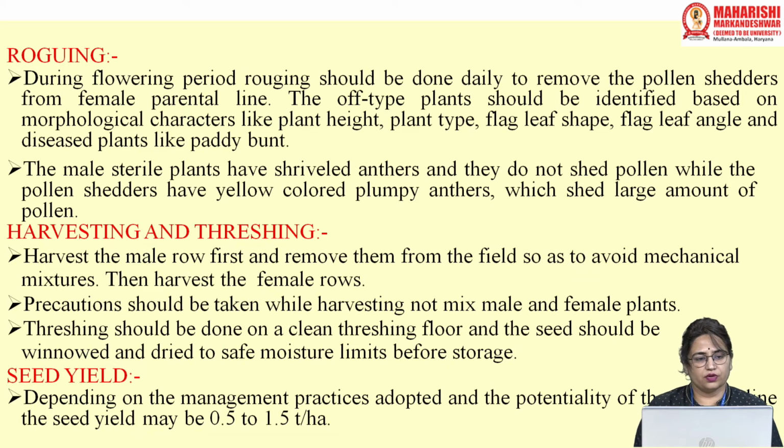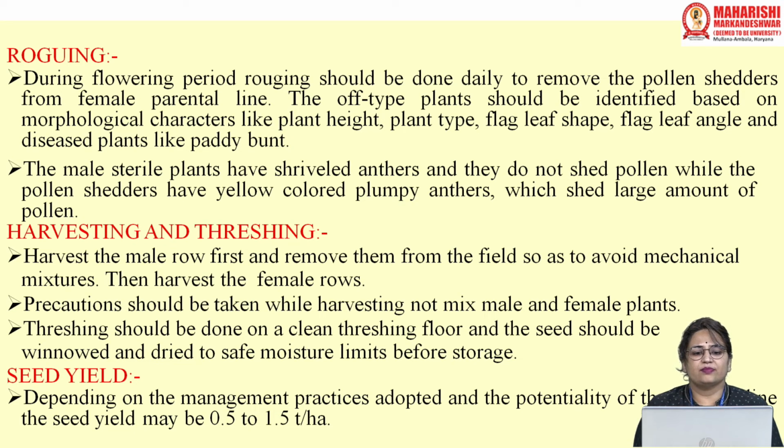Roguing. During the flowering period, roguing should be done daily to remove the pollen shedders from the female parental line. The off-type plant should be identified based on morphological characters like plant height, plant type, flag leaf shape, flag leaf angle, and disease plants like paddy bunt. Roguing has to be done on a daily basis. If you see a plant that looks different from the main crop, rogue out that plant from the field instantly and discard it, so that it can't create contamination further.